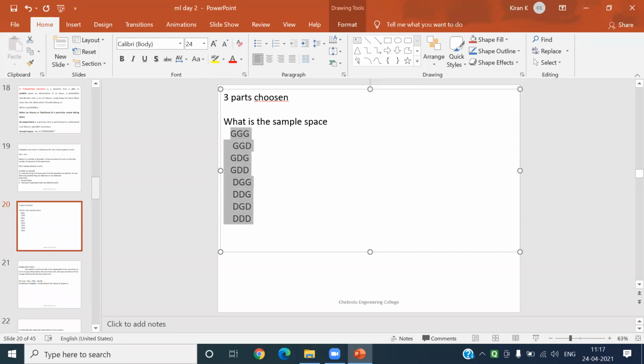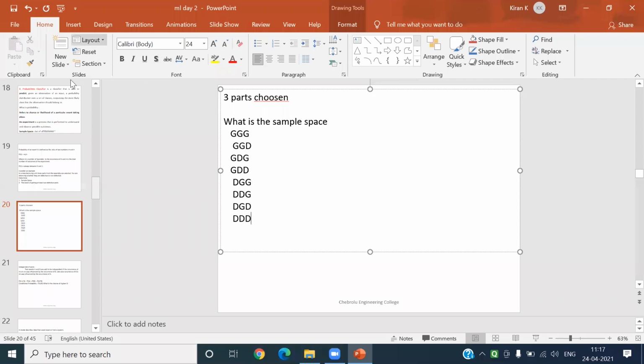You have taken three parts, and all the possible outcomes are these eight. All can be good. The first two are good and one is bad. The first one is good, the second one is bad, the third one is good. First one is good, second is bad, third is bad. The first one is bad, second is good, third is good. First two are bad, the third one is good. First is bad, second is good, third is bad. All three are bad.